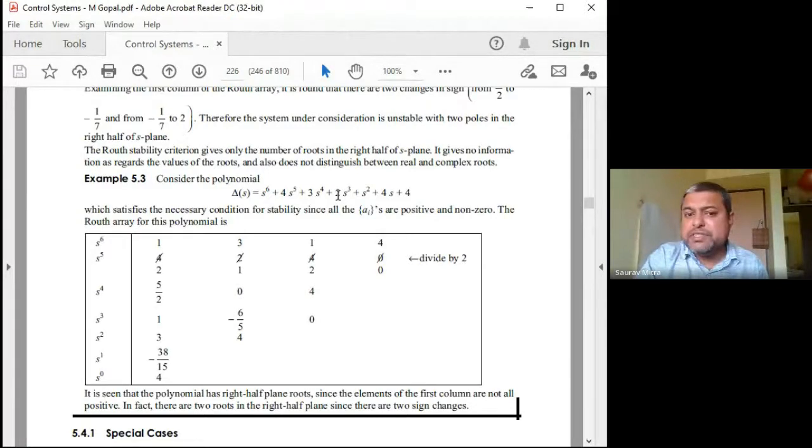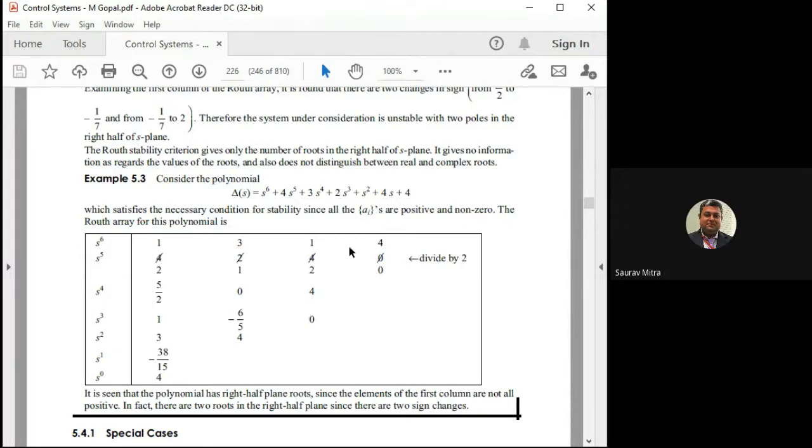So you have to assume that. If s cube is not there, you have to assume s cube with coefficient as 0. So wherever the s cube element is there, this element will be 0 in that case. Anyways, in this case, just write down what is the Routh Hurwitz table.